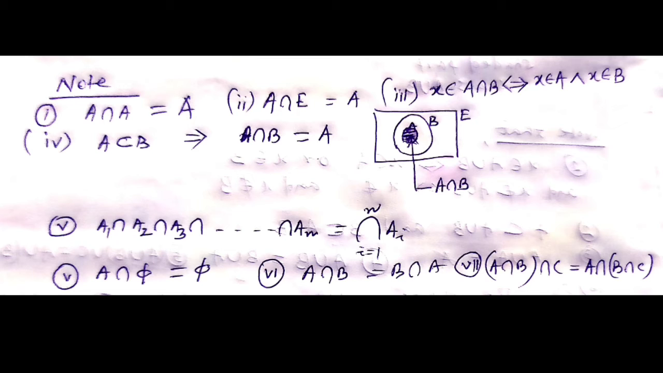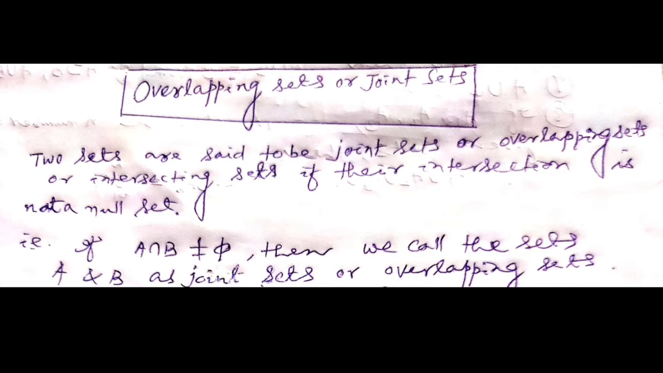It is to be noted that A intersection phi is phi, that is, intersection of a set with an null set is a null set, and A intersection B is the same as B intersection A. Intersection of sets is commutative. Similarly, intersection of sets is also associative, that is, A intersection B intersection C is equal to A intersection B intersection C.